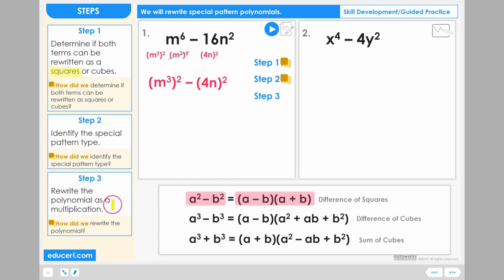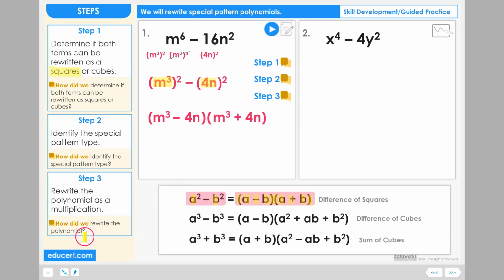Step 3. Rewrite the polynomial as a multiplication. In the pattern, a is m to the 3rd, b is 4n. So we start with this first parentheses, then a would be m to the 3rd, minus b is 4n, and then we close the parentheses for that first factor, and we start the parentheses for the next factor in the multiplication. a is m to the 3rd, plus b is 4n, and we close the parentheses, and we have rewritten the polynomial as the multiplication m to the 3rd minus 4n times m to the 3rd plus 4n.